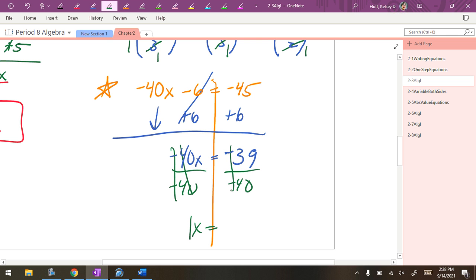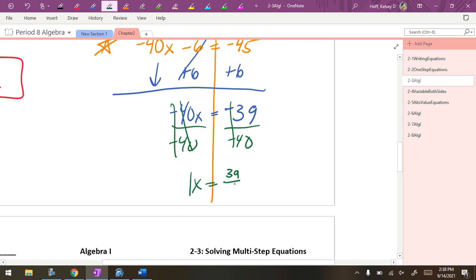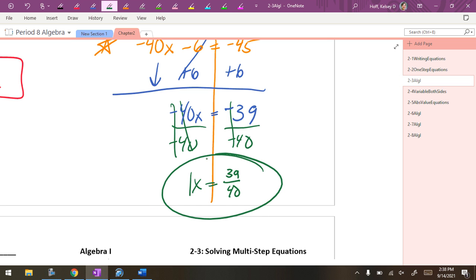So ask yourself, what goes into 39 and 40? AKA, can I reduce this fraction? No. So your answer is 39 40ths. So many people want to type in my calculator and like, now how do I make this decimal into a fraction? You typed a fraction in there to get that. Take the fraction you started with. You have to pick a number that can cancel all your denominators. Honest to God, the easiest thing to do, multiply all your denominators together. It'll give you a number that you can cancel all of them.